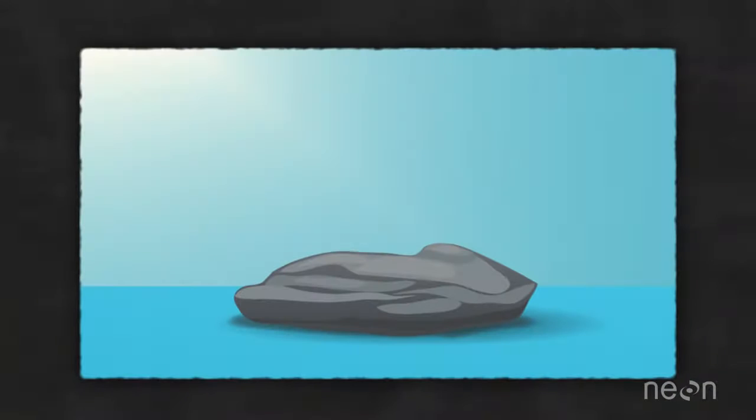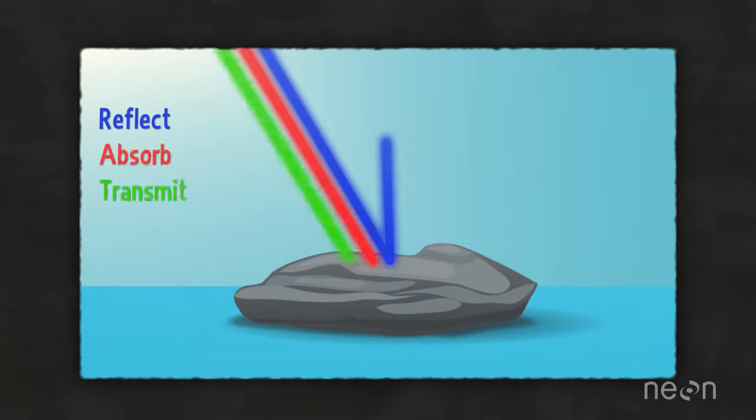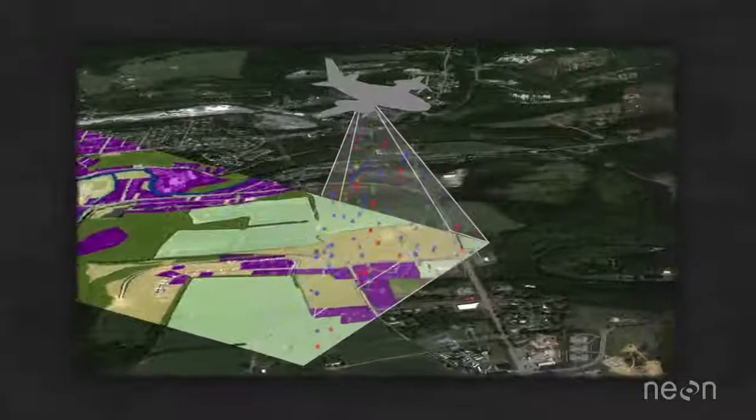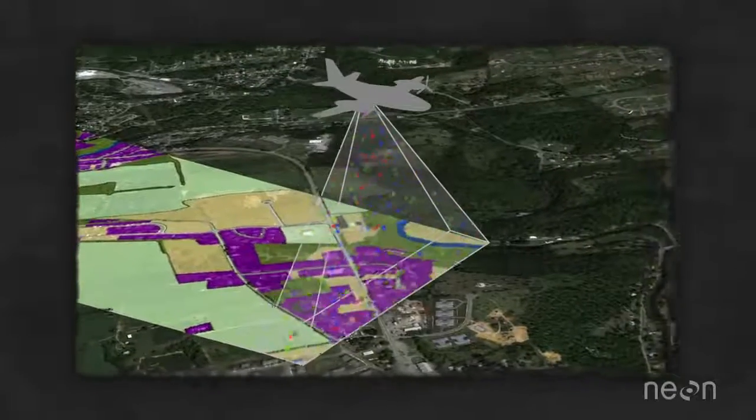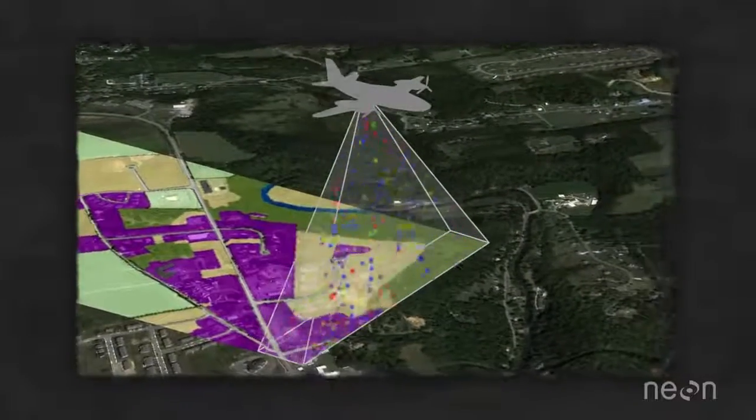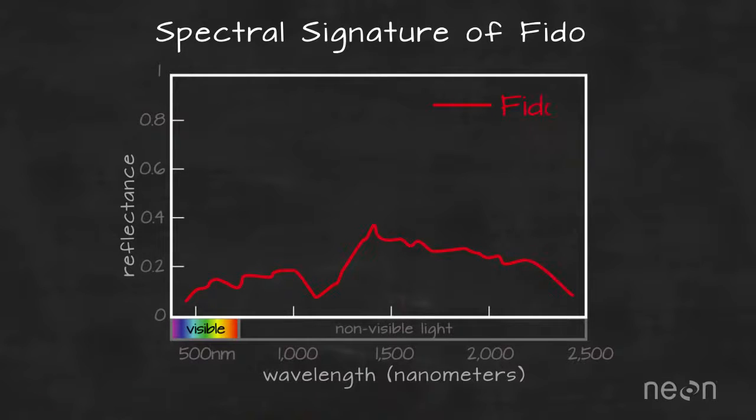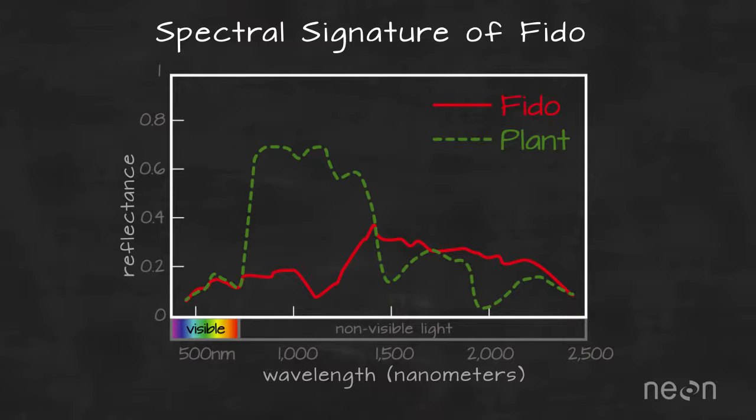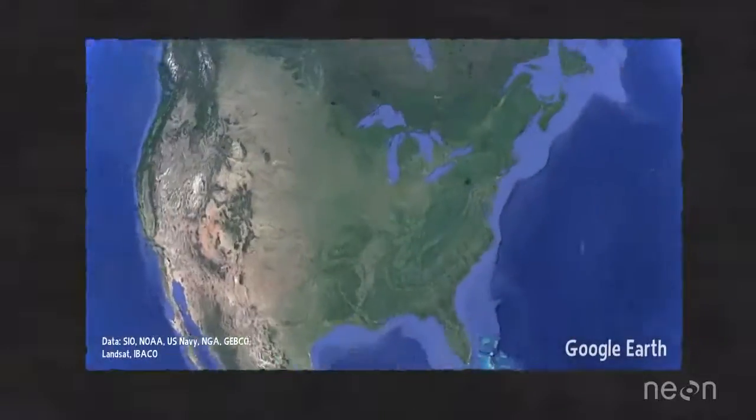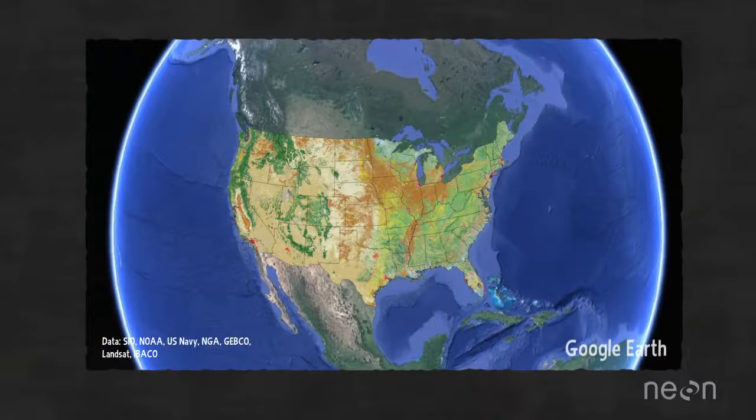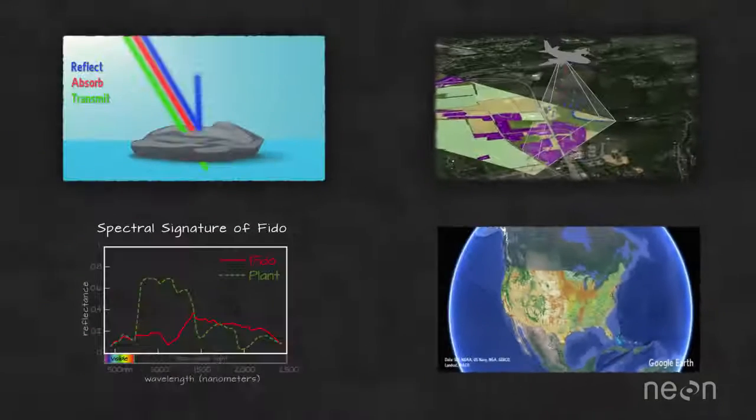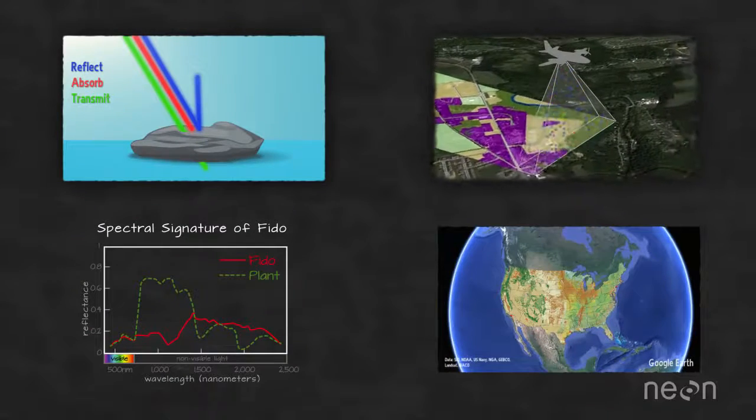To review, different objects reflect, absorb, and transmit both visible light and light energy that we can't see differently. Imaging spectrometers record the amount of light that these objects reflect. The amount of light energy reflected by an object throughout the electromagnetic spectrum is called its spectral signature, which is driven by the physical structure and chemical makeup of the object. We can use that signature to identify different objects in both a photograph and across the Earth's surface. And that, my friends, is how we use reflected light energy to both map what's on the ground and measure changes in our environment.